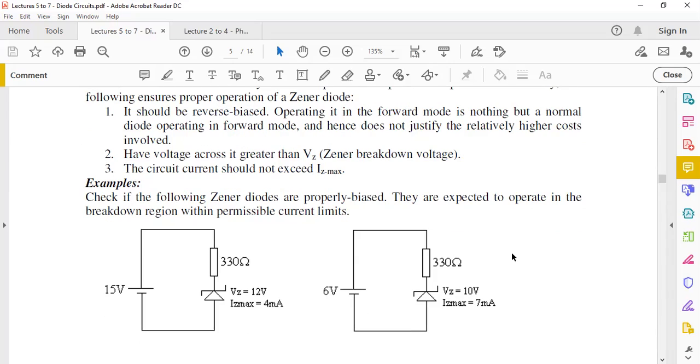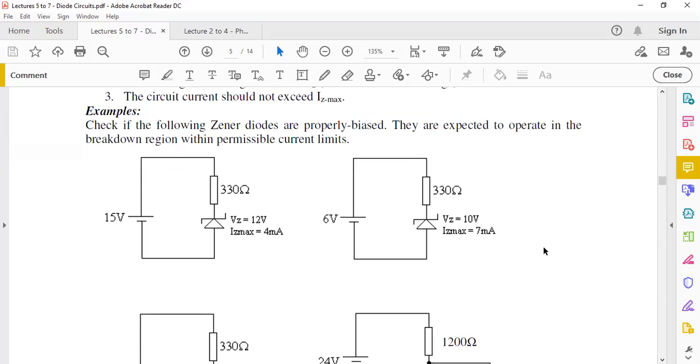So you have an IZ max which is specified. If you take IZ max and multiply by VZ, you get PZ max in the reverse breakdown region. If you exceed that, the Zener diode would fail and blow off. So you have a maximum power that you can dissipate, and this maximum power is limited by the maximum current that can flow through it, because the product of VZ and IZ gives you power.